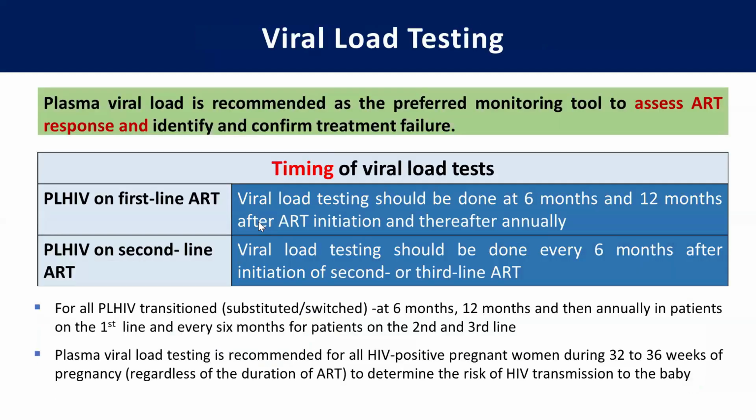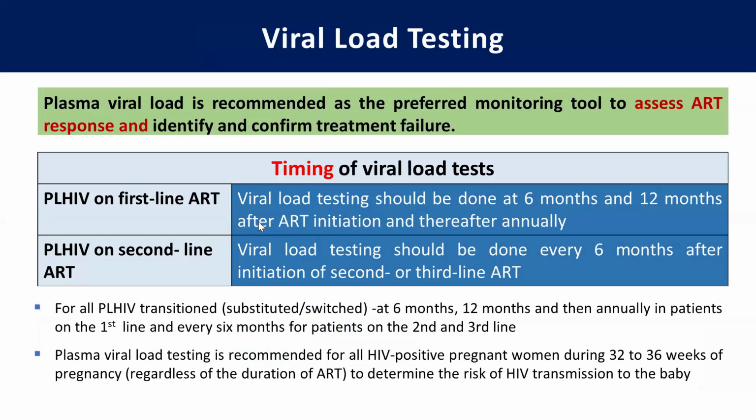Now coming to viral load testing. Plasma viral load testing is recommended as the preferred monitoring tool to assess ART response and identify and confirm treatment failure. For PLHIV who are on first line ART, the viral load test should be done at 6 months and 12 months after ART initiation and thereafter annually, every yearly.